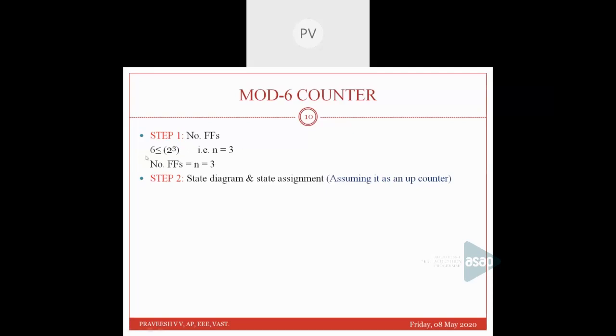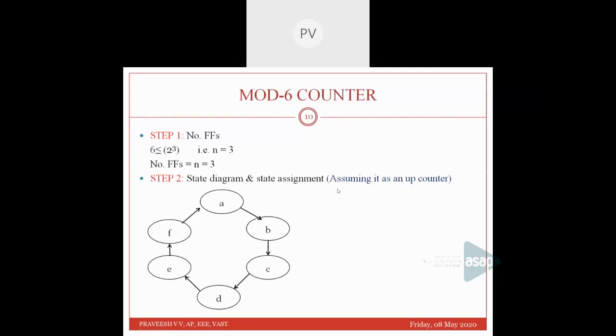101 is 5. So for that to come, we need 3 bits, which means 3 flip-flops; we can think of it that way. Or simply remember the equation capital N less than or equal to 2 raised to n, and from that I am having the number of flip-flops as 3. Okay, so the second step is state diagram and state assignment.